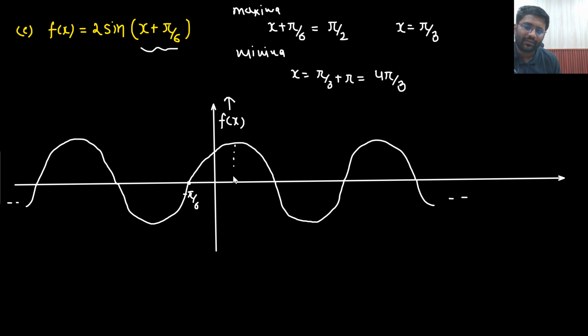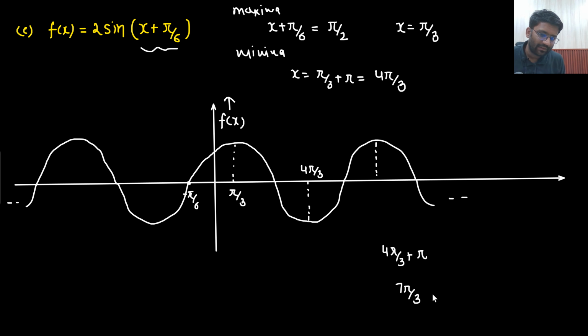What will be this point? So this point will be nothing but pi by 3. What will be this point? This point will be nothing but 4 pi by 3. And so on. What will be this point? So 4 pi by 3 plus pi. So this will become 7 pi by 3. Right? This point will become 7 pi by 3.